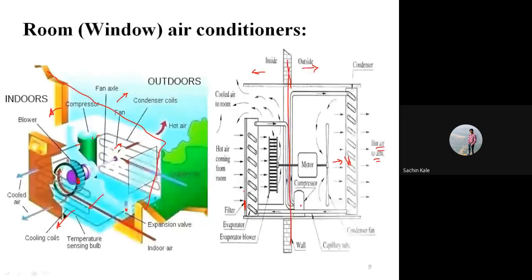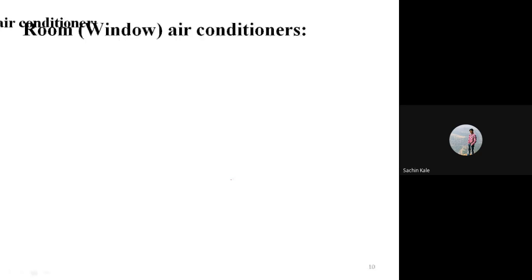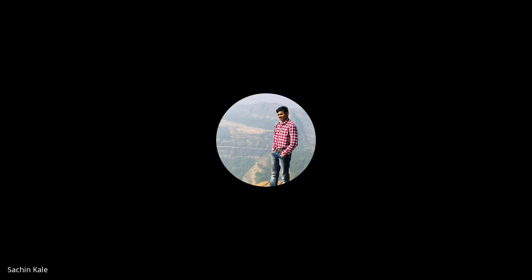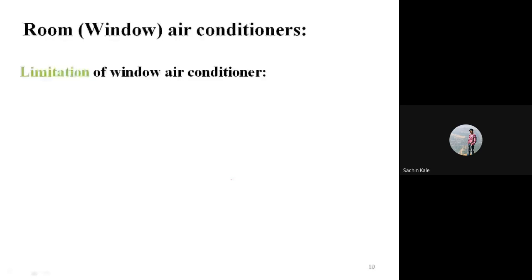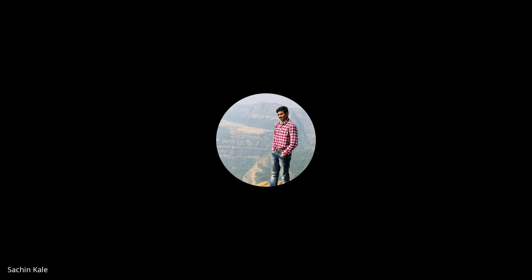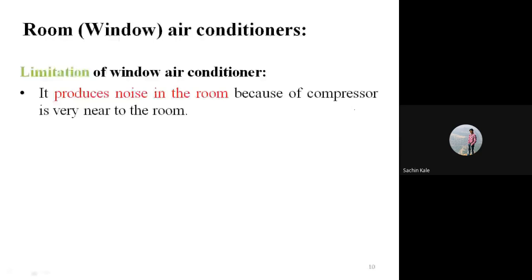Then, there are some limitations of using the window air conditioning system as compared to the split air conditioning system. So the first limitation is nothing but, in case of a window air conditioning system, whatever compressor part is there, that compressor will be situated near to the room.